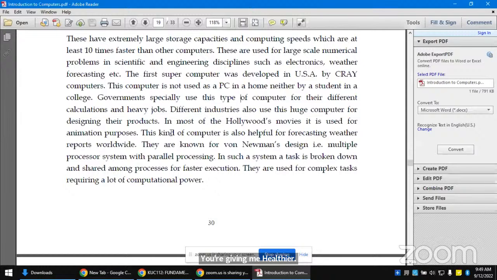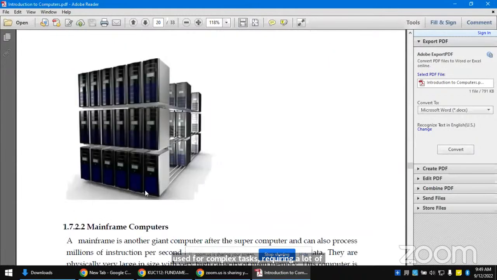So, just a recap, in most of the Hollywood movies, it is used for animation purposes. This kind of computer is also helpful for forecasting weather reports worldwide. They are known for von Neumann's design, i.e. multiple processor systems with parallel processing. In such a system, a task is broken down and shared among processors for faster execution. They are used for complex tasks requiring a lot of computational power. So those are the particular features.